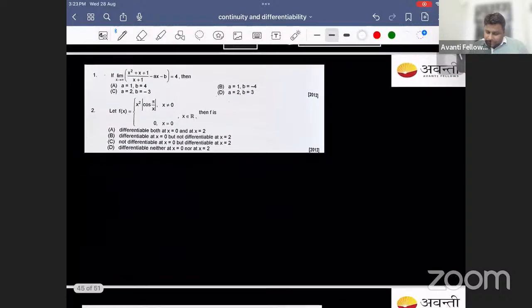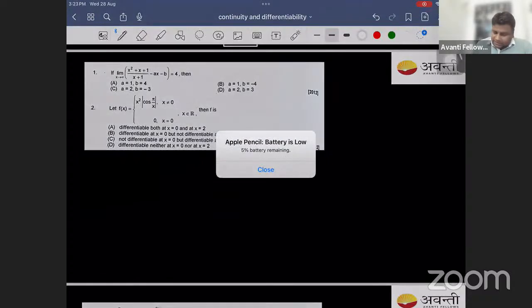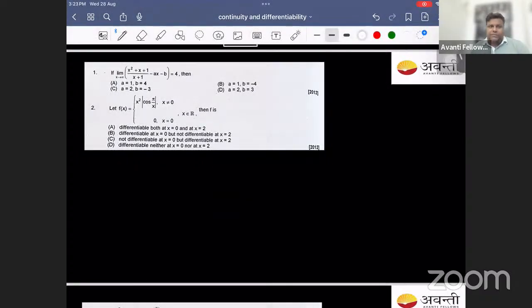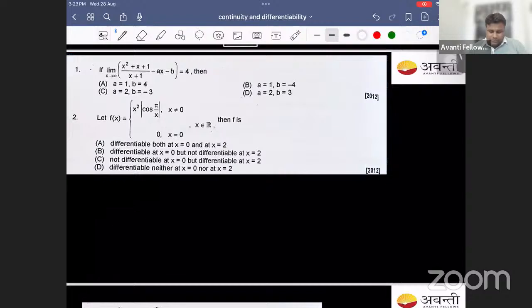Now see. Question is limit x approaches to infinite, x square plus x plus 1 upon x plus 1 minus ax minus b. They are saying it is 4. All right. So how do I do it?